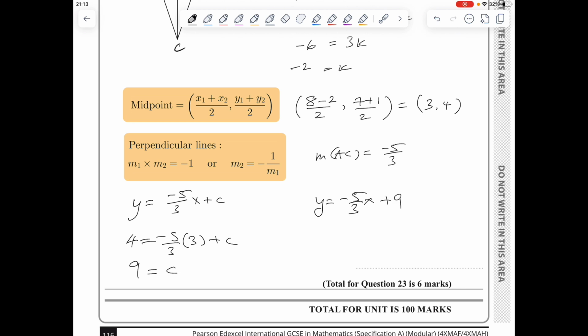But I want it in a different form. I want all the coefficients to be integers. So I will multiply by 3. So 3y is equal to minus 5x plus 27. And I want the x and the y to be on the same side. So 5x plus 3y is equal to 27 is the final answer in the required form.